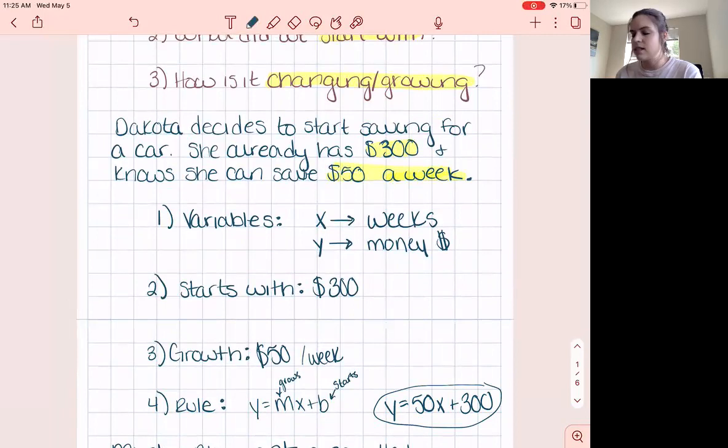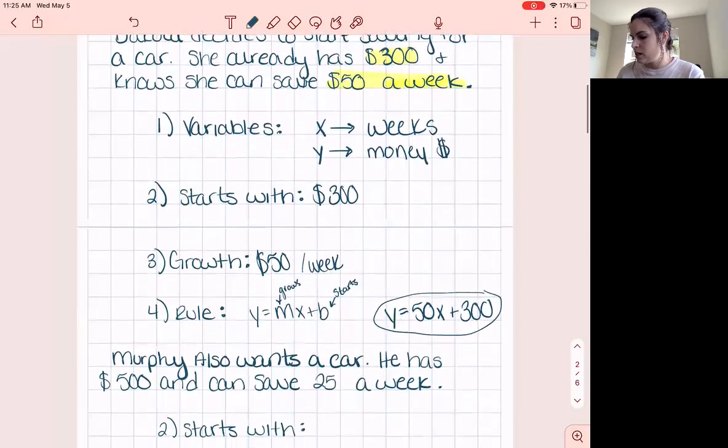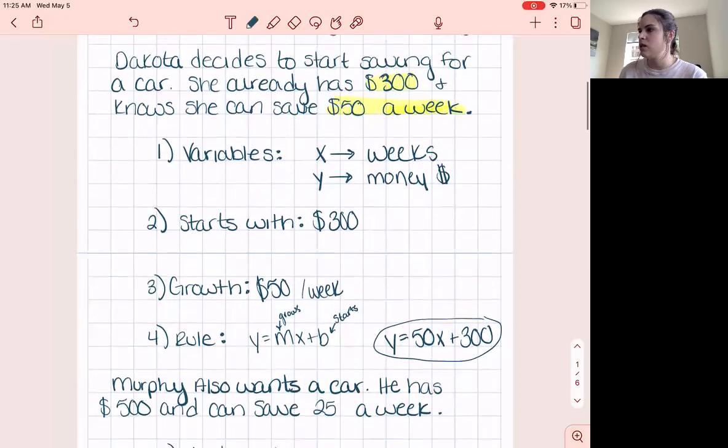Okay, now we're going to do that same process again so that we can do it as systems of equations. So here's the next problem. It says Murphy also wants a car. He has $500 and can save 25 a week. Copy that down and then we'll highlight the important information.